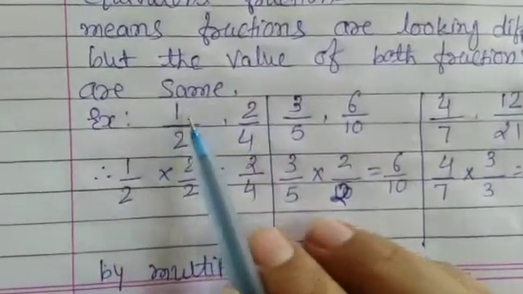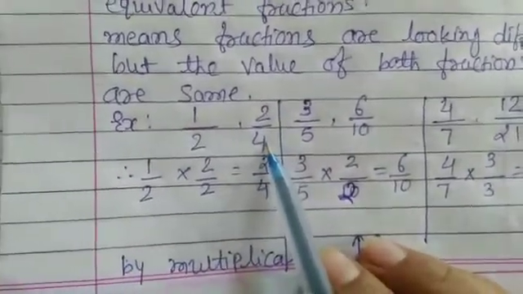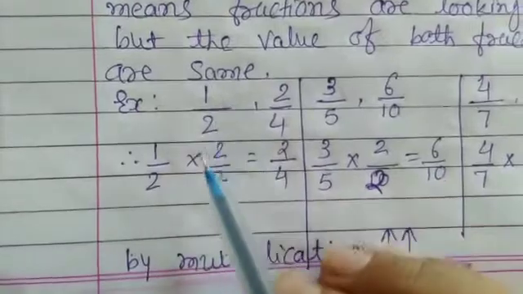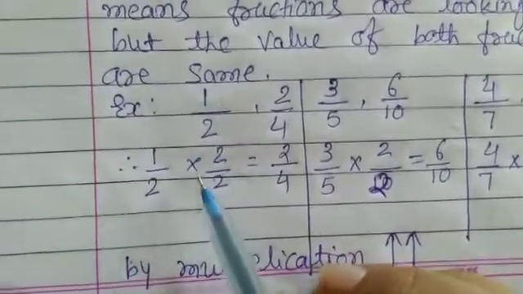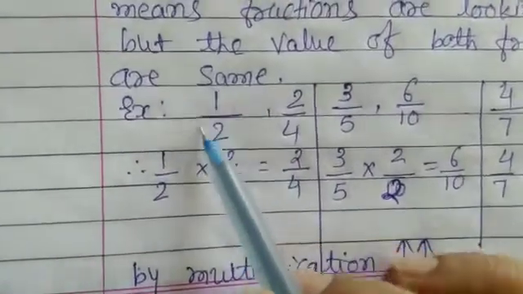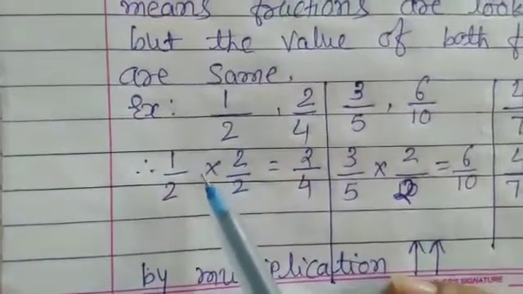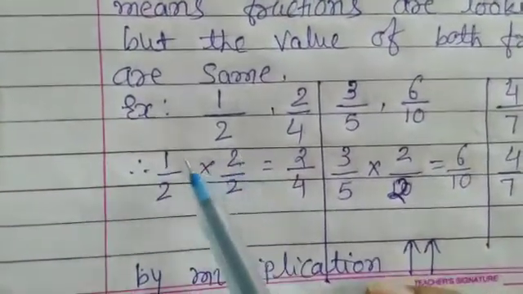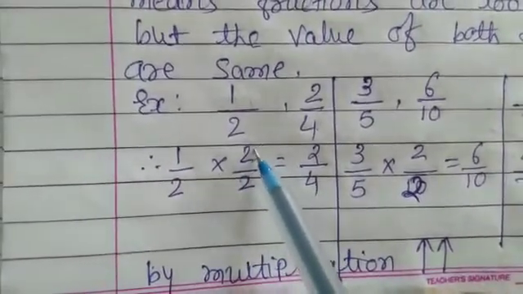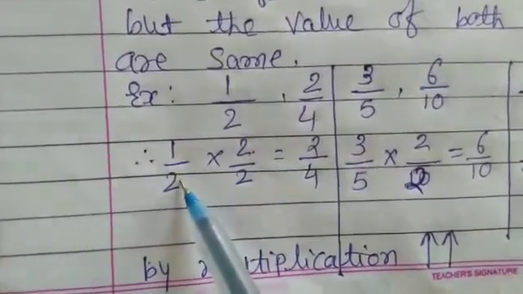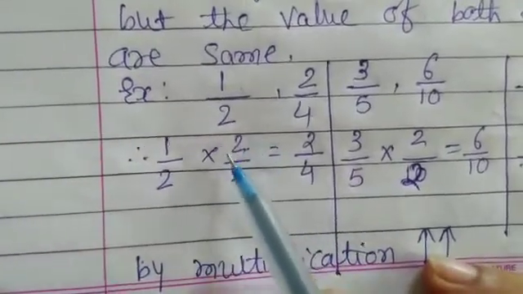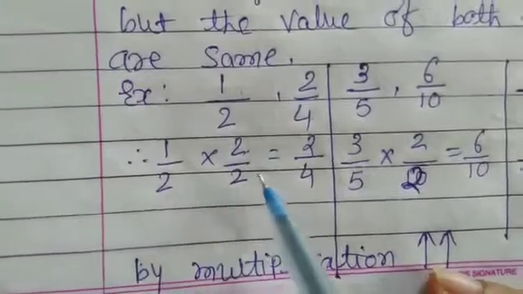For example, 1 by 2 and 2 by 4. Both the fractions are equivalent. How? Let us take the first fraction, 1 by 2. Students, we are finding an equivalent fraction by multiplication. So we take 1 by 2 and multiply it by 2. If we multiply the numerator 1 by 2, with the same number we will multiply the denominator also, means 1 will be multiplied by 2 and the denominator 2 will be multiplied by the same number.